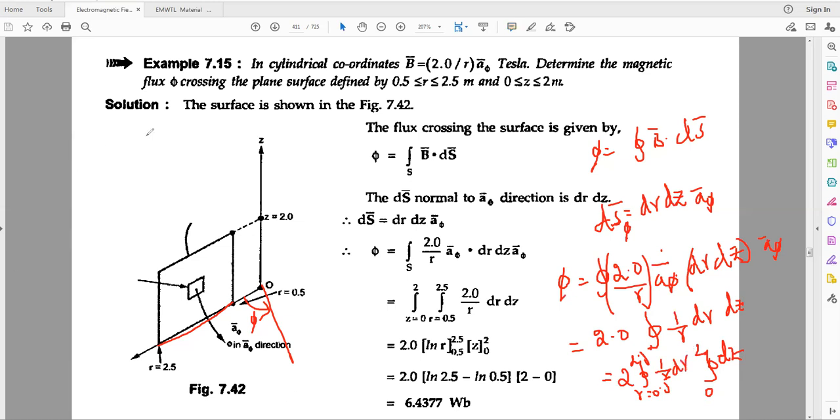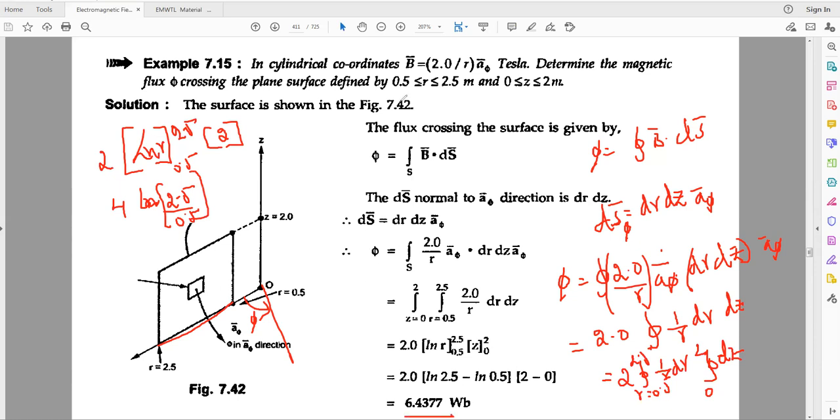1 by R means the integral value is ln of R, with the upper limit 2.5 and lower limit 0.5, the 2. And Z value, the upper limit only, we get as 2. So 2 into 2 is 4, ln of 2.5 by 0.5. Okay, 4 into the function. ln of 2.5 minus ln of 0.5 is ln of 2.5 by 0.5.